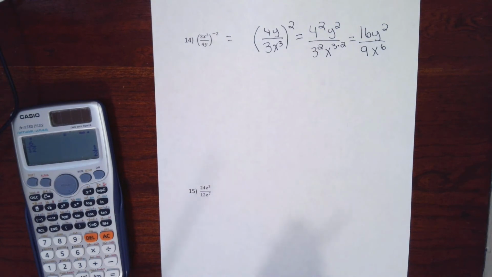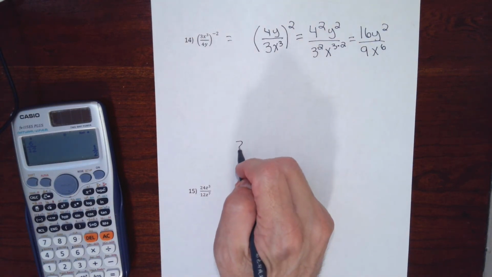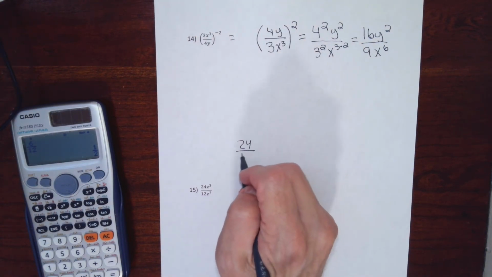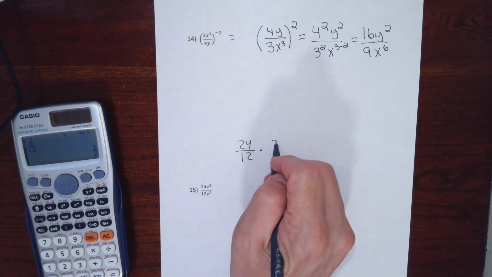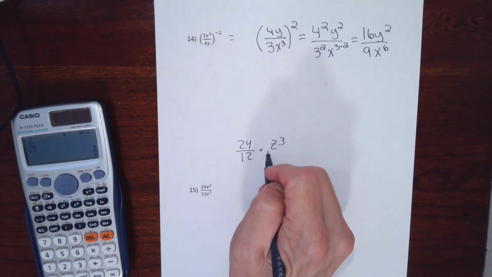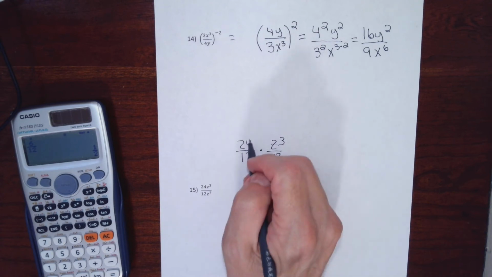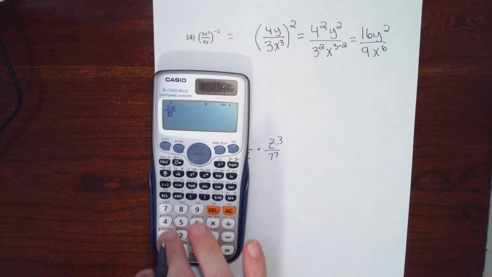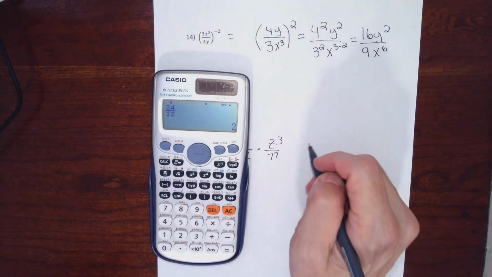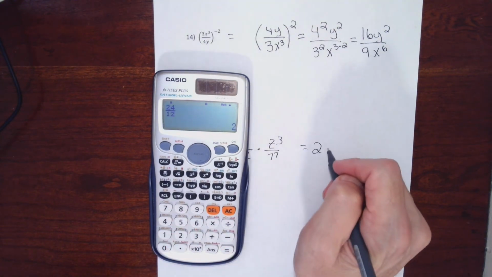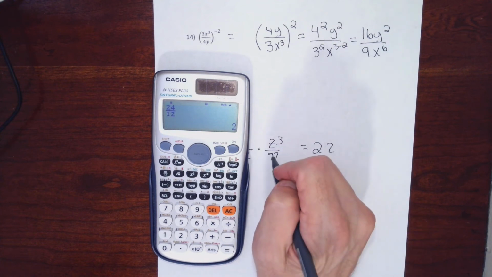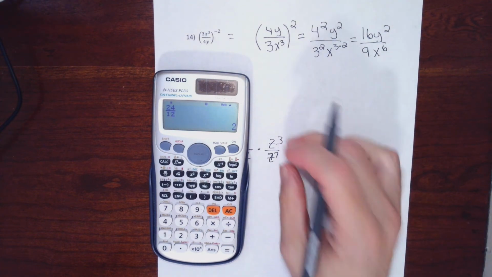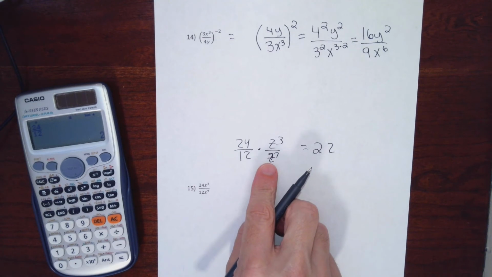15, there's a couple different ways to do it. It's a matter of preference if you want to deal with negative exponents or not. In 15, I can think of this as 2 separate fractions, just like I did a few problems ago. This fraction, 24 over 12, is a beautiful fraction. It reduces to 2. So part of my answer is going to be 2. And for the z's, this is z cubed over z to the 7th. I don't know why I wrote 7 twice there.